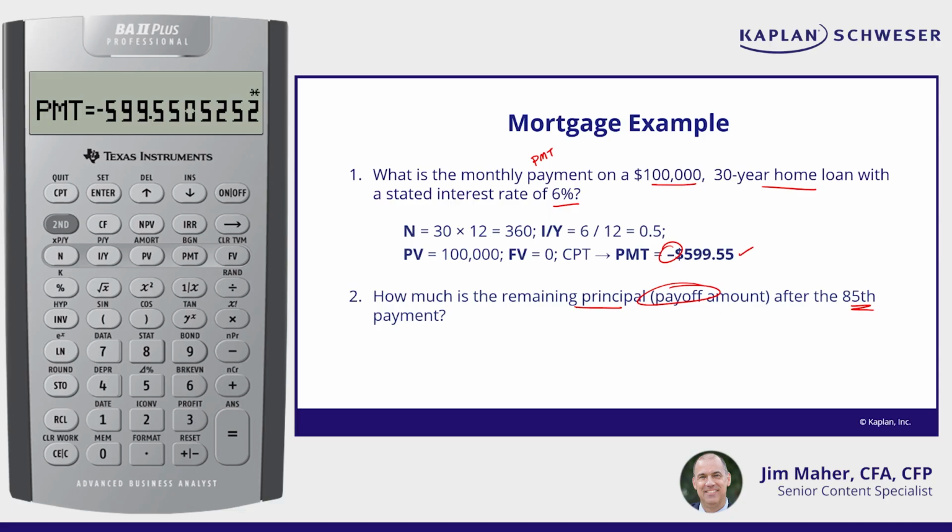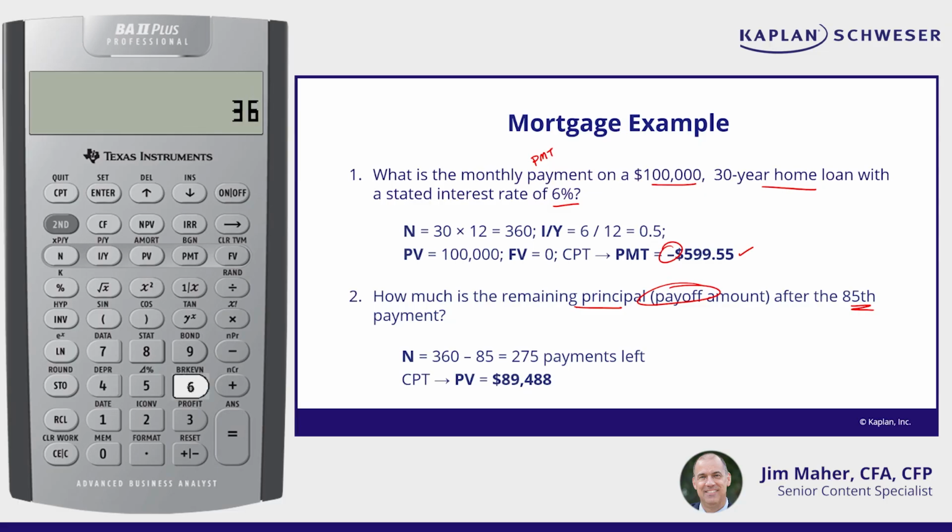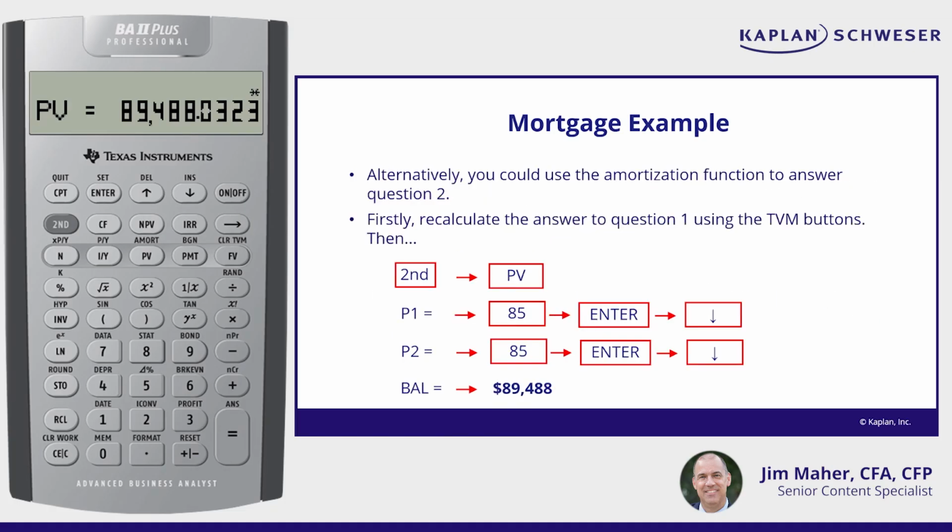Now, how much is the remaining principal after the 85th payment? Well, what we need to do is figure out how many payments we have left. We're going to come back to our calculator and do 360 minus 85 equals 275. Input that for our N. And then we're going to once again compute our present value. And we can see there it is, $89,488.